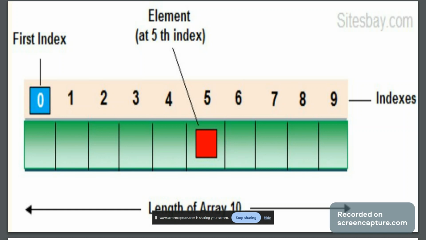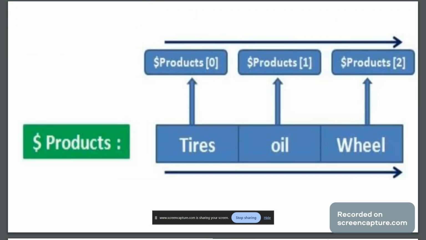In a numeric or indexed array, we can have values, data of integer type, float type, or string type also, but the index or subscript will always be numeric. Like here in the products array, we have values like tires, oil, wheel, and they are stored at zeroth position, first position, second position. That index position is a number.